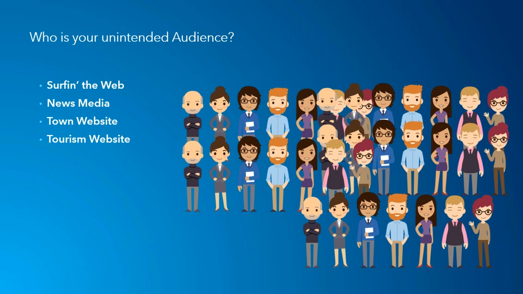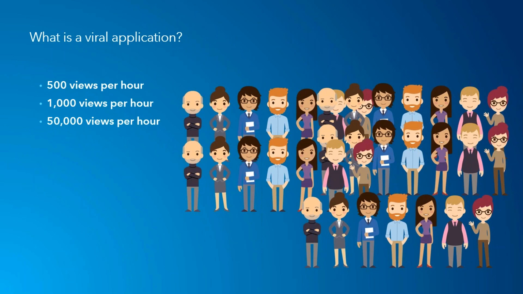So it could just be someone who's surfing the web. It could be the news media, whether or not you've specifically shared that application with the news media, or they've just found it in an internet search. Your town website could decide to embed a web mapping application on their website, or even a tourism website. You might have a really great story map of what happened during a disaster, and that wants to be featured on a tourism site. So there's always this other audience that you might not be planning for, but they may be interested in viewing your app.